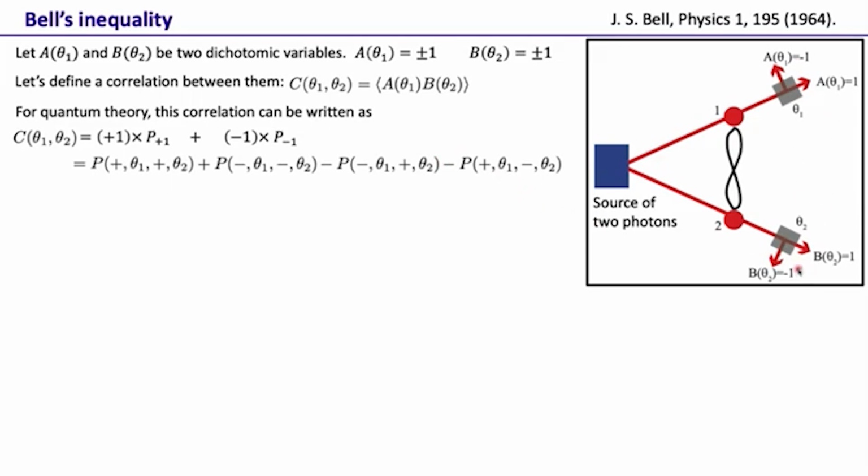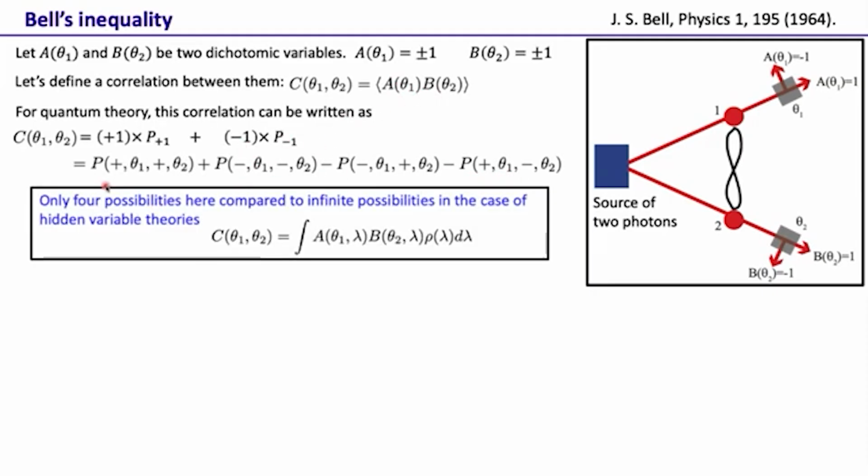In these two possibilities, the product of A and B will be -1, and that's what we have over here. So C(θ1, θ2) is basically the sum of these four probabilities. These two are the probabilities of the photon going either both passing through the polarizer or both not passing through the polarizer, and these two are the probabilities that one photon passes through the polarizer and the other one does not. And of course we have this -1 here, because the value of A and B in these probabilities is basically -1.